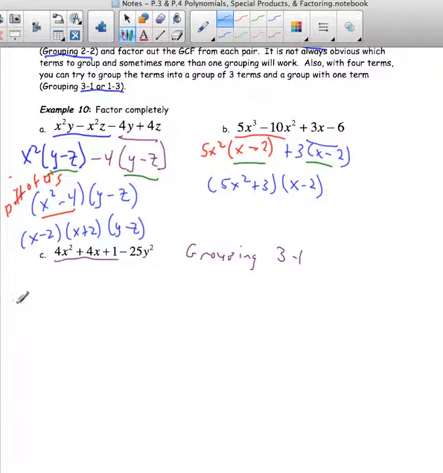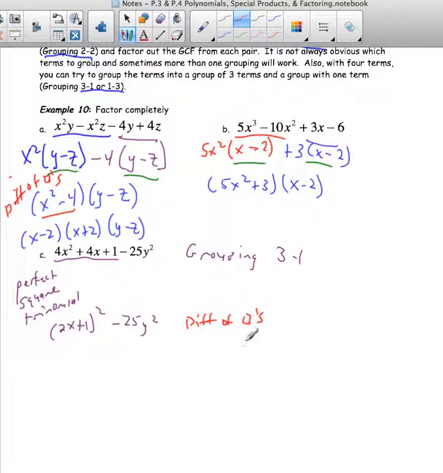So this is a perfect square trinomial, those first three terms. So we can factor the first three terms as 2x plus 1 quantity squared minus 25y squared. And now let's look at this and see if we can continue to factor. When I look at this, I have two terms. The first term is a perfect square. The last term is a perfect square. This is 5y quantity squared. So this I can factor as a difference of squares.